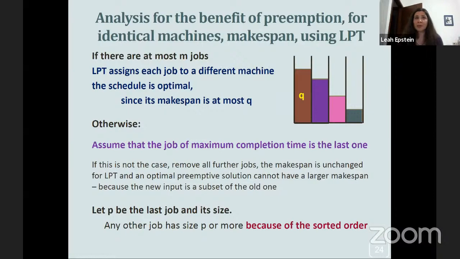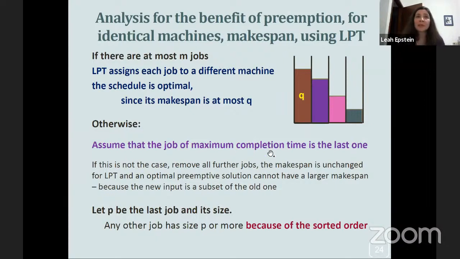Just one comment: we assume that the maximum completion time is of the last job, because if there are further jobs, you can just remove them. They don't change the output of the algorithm. And let me remind you that even though we are considering a mathematical concept, we do it using an upper bound based on an algorithm. So we assume that the largest completion time is of the last job, and remove the rest. And this is what I'm going to assume all the time.